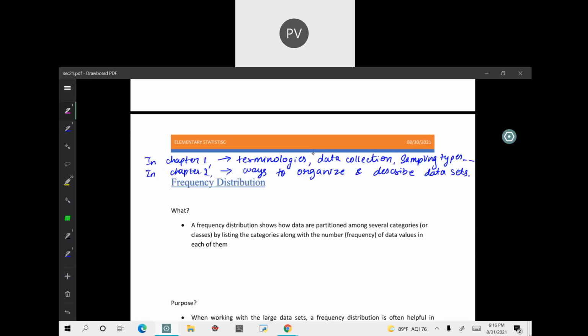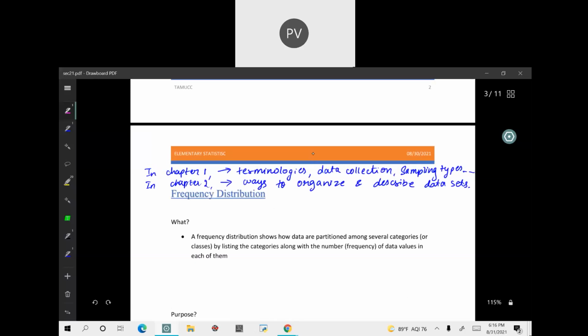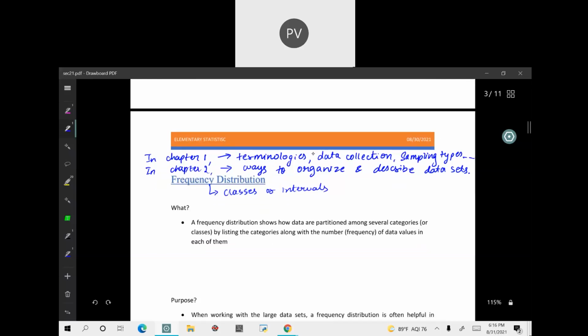What is frequency distribution? So a frequency distribution is a table that shows classes or intervals of data entries with a count of the number of entries in each class. Okay, and the frequency in the frequency distribution is nothing but the number of data entries in the class. Okay, what is the frequency distribution table? It is a table which shows classes or intervals of the data entries. Fine.